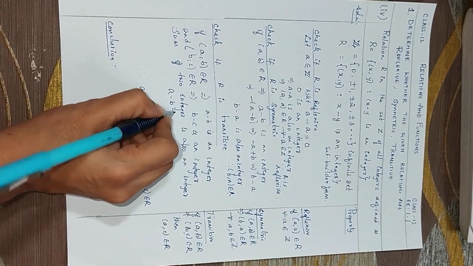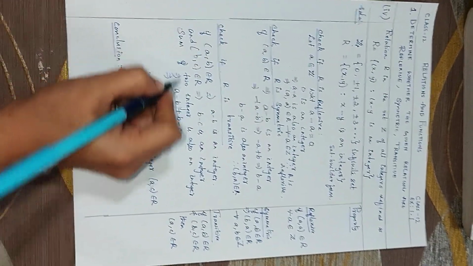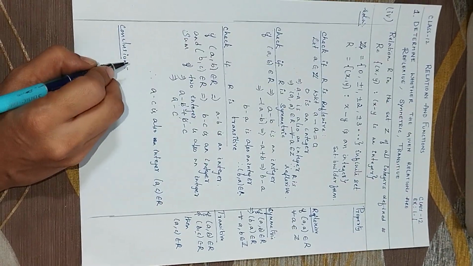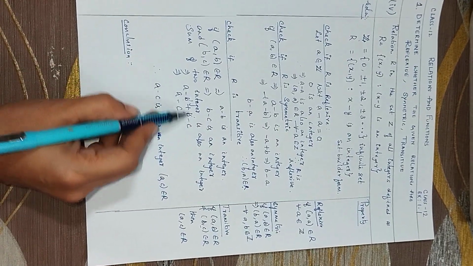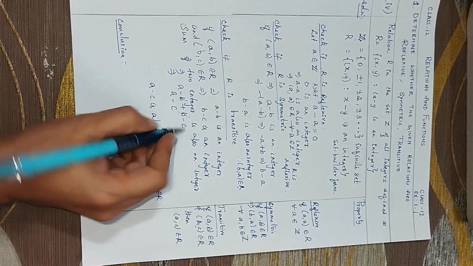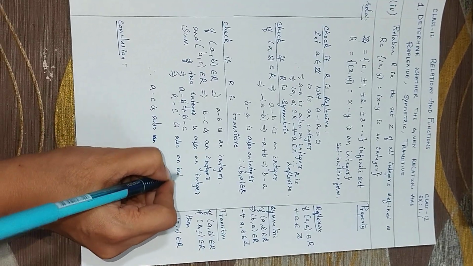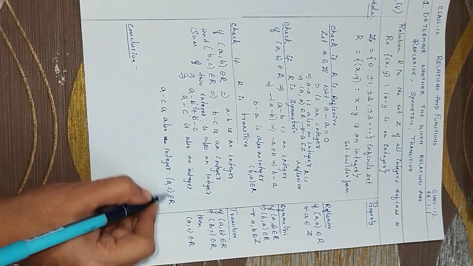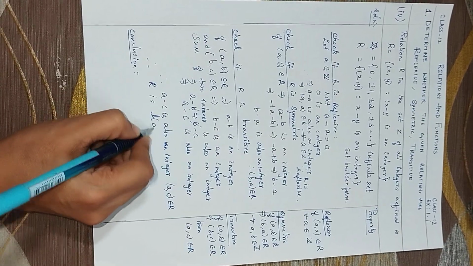So a minus b plus b minus c. Now what we know here, so this implies, we can cancel this minus b and plus b. We got a minus c. And this property says that the sum of two integers is also an integer. So it is saying that a minus c is also an integer, which is what we wanted, right? And we proved that (a, c) belongs to R. So what we can conclude here is R is transitive.